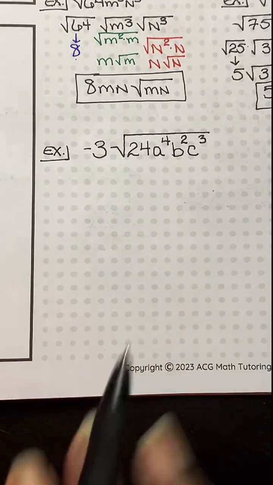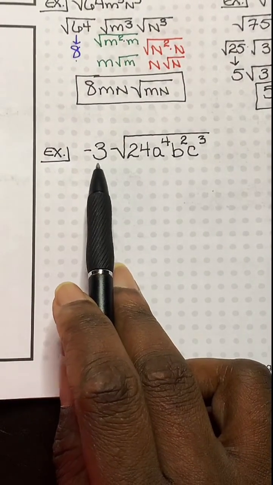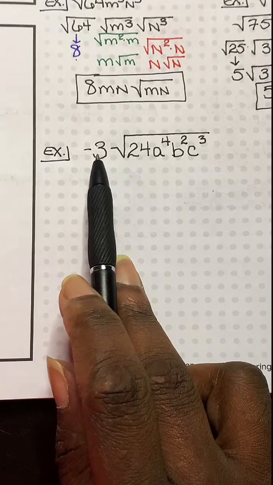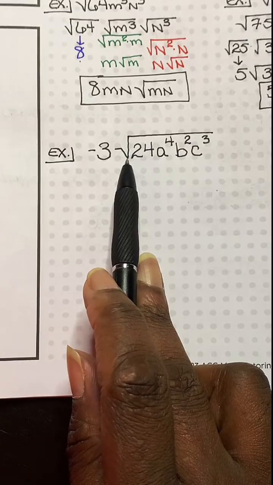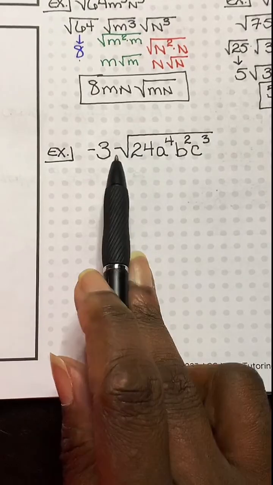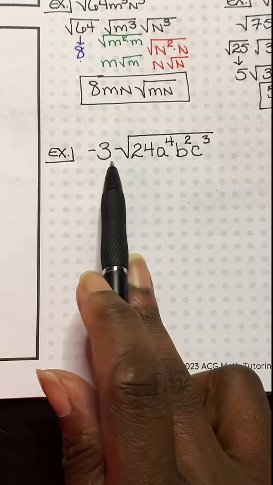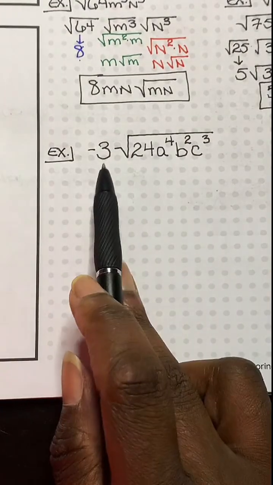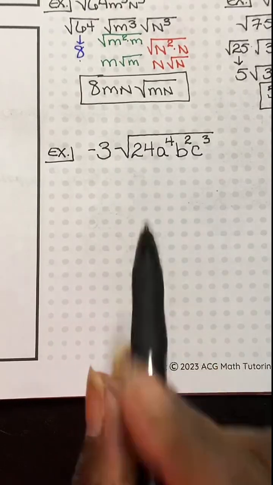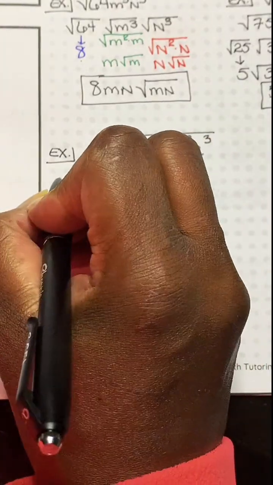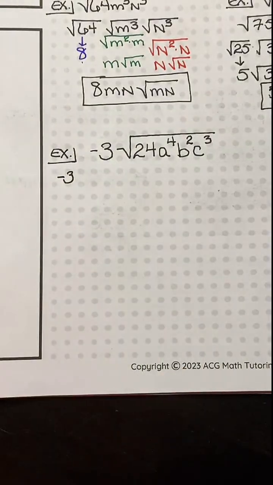Now, as I mentioned before, what's different this time is we have a -3 in front. All this is happening is -3 is being multiplied to this radical. If I wanted to put a multiplication sign like a dot, or parentheses, I can. It doesn't matter. This is still saying I'm taking -3 times this radical. So the -3 right now, I'm just going to put off to the side.